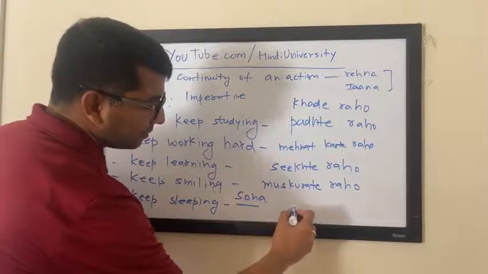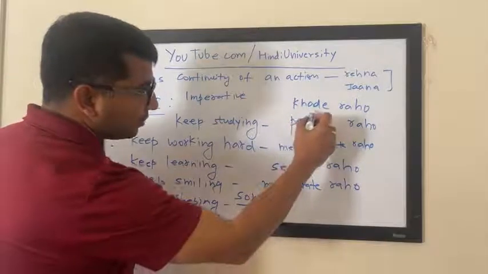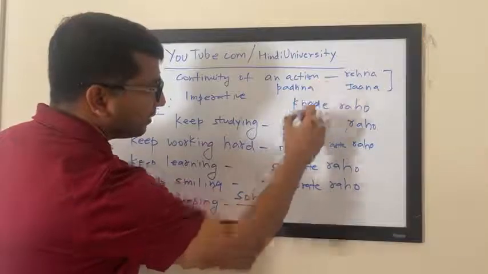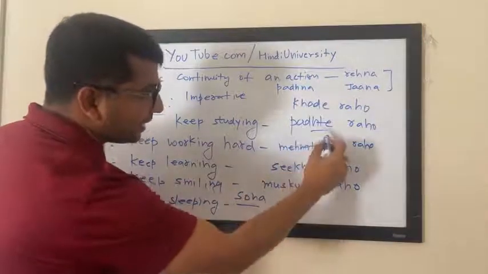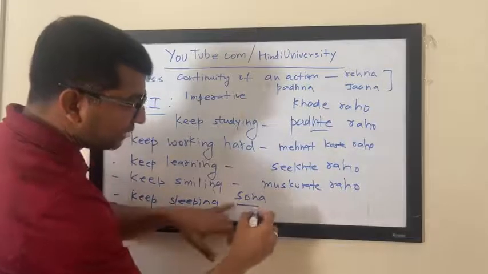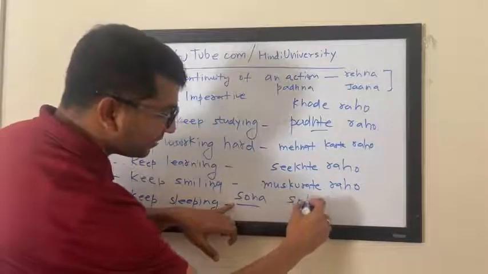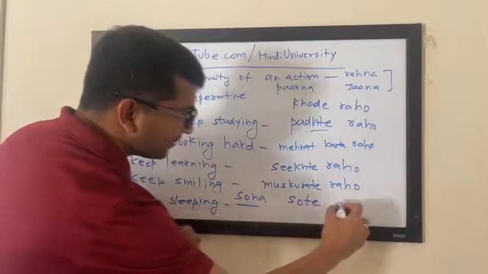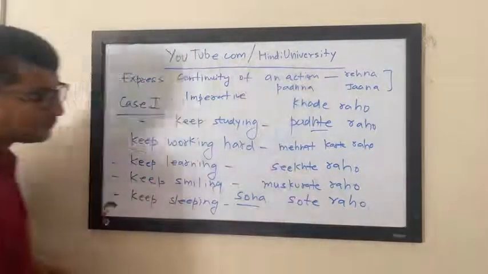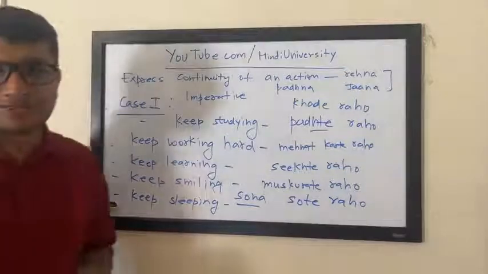So padna. Very good. So padna becomes padte. Padta. Okay. Padte. So similarly, sote. Very good. So it would be sote raho. Very good. Sote raho. Oh, okay. See, it's not that hard.